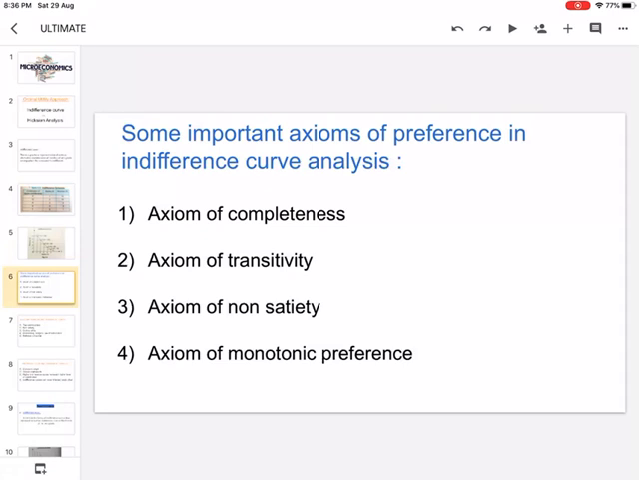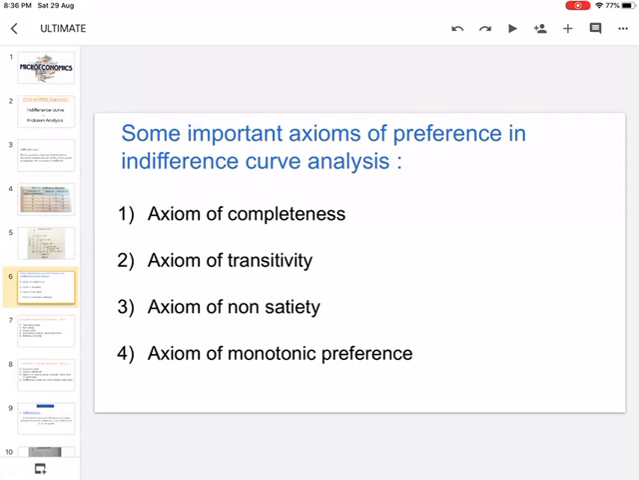Let me make it very simple. In short, it simply means that if A is preferred to B and B is preferred to C, then A is preferred to C. Okay, so it means he is consistent and his behavior is uniform.